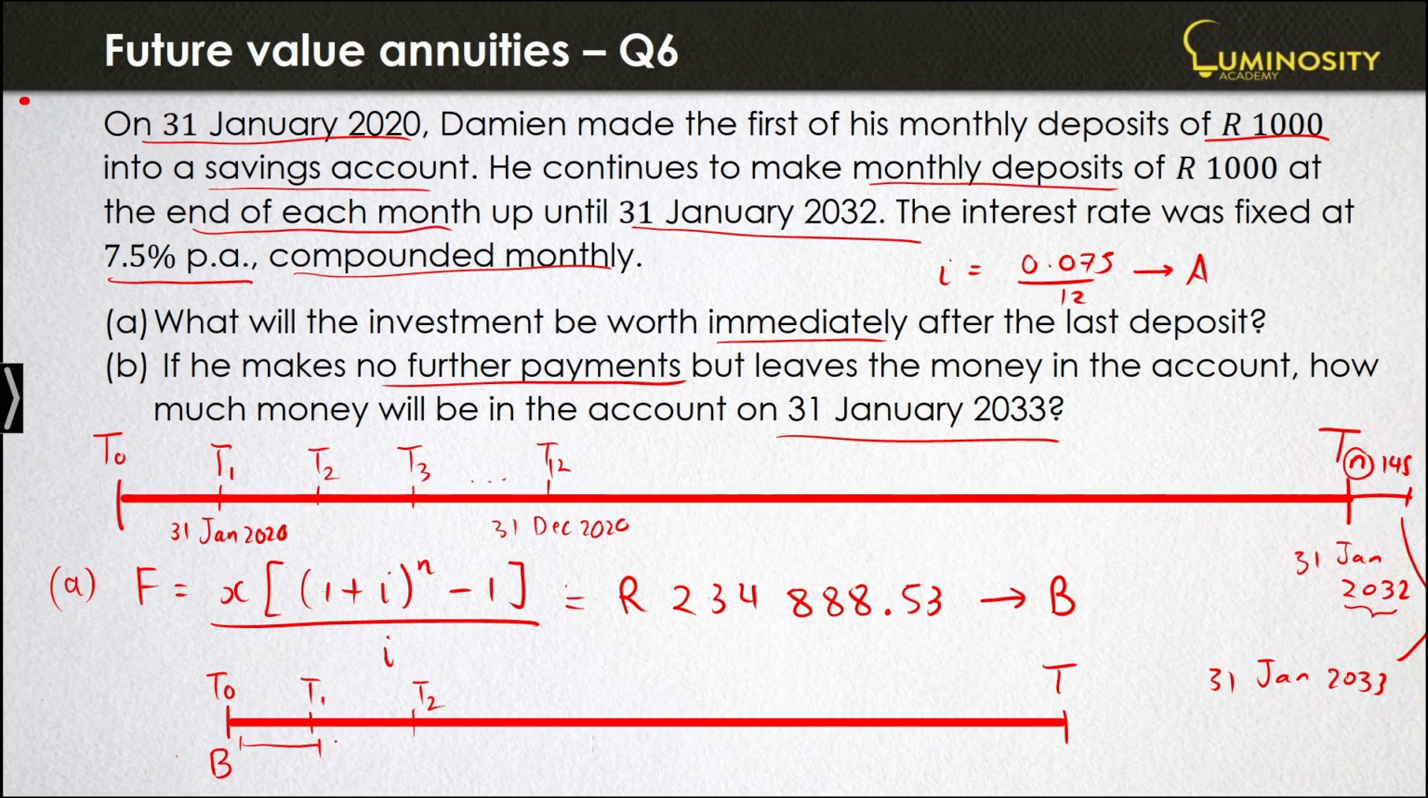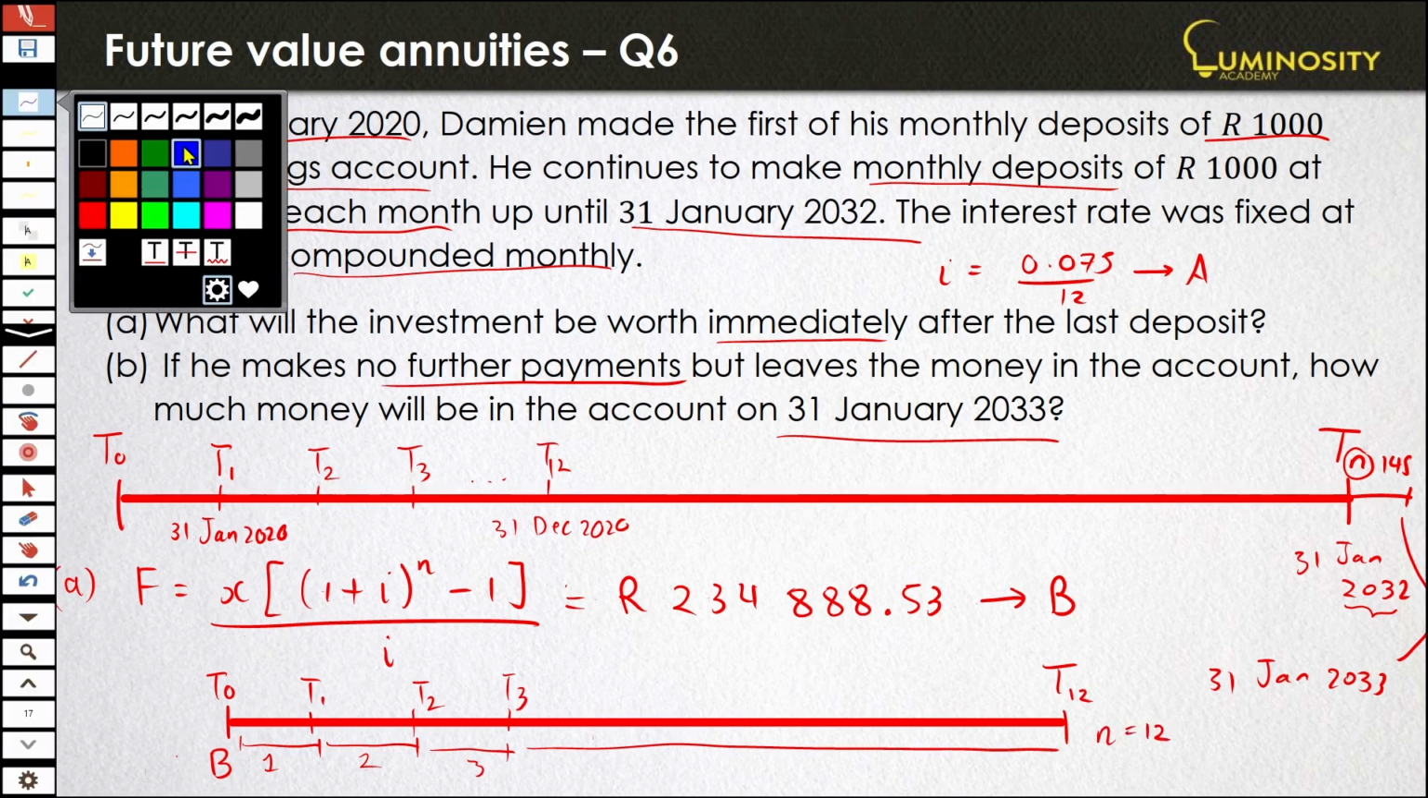after 31 January 2032, he's at the end of February 2032. That's going to accrue interest over that 1 month. Then over the second month, 2 months, 3 months, and so on. And he's doing this for 12 months, so you're going to end at T12. Okay, so n equals 12 months here. And now we can simply put it into the compound interest formula.